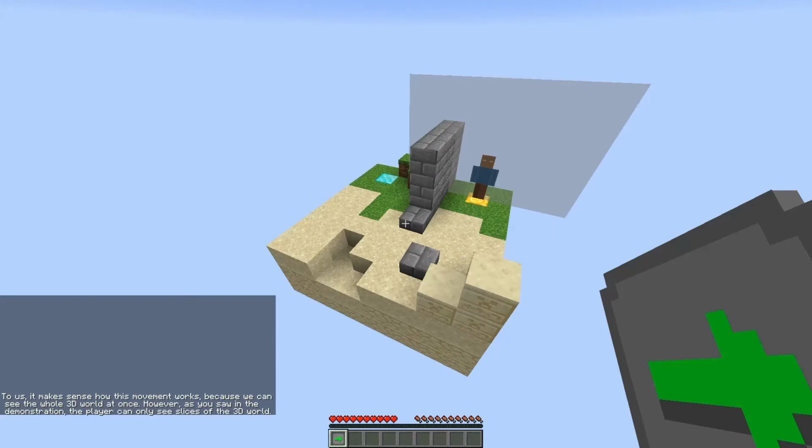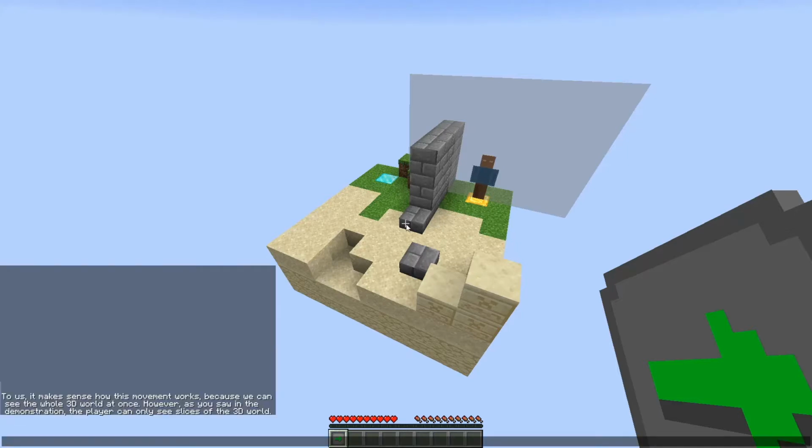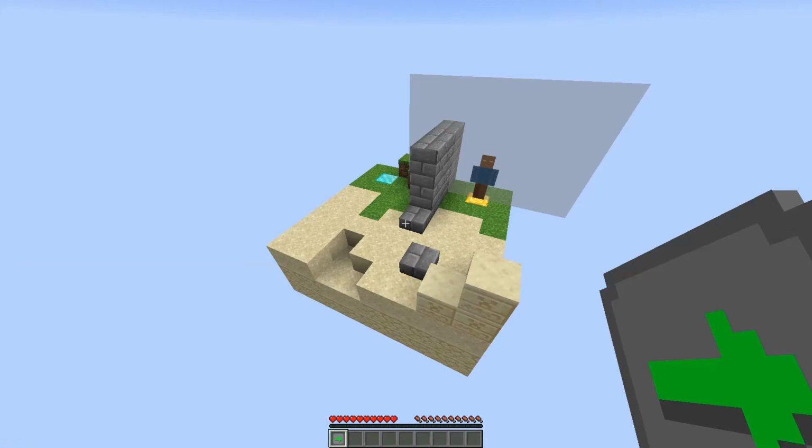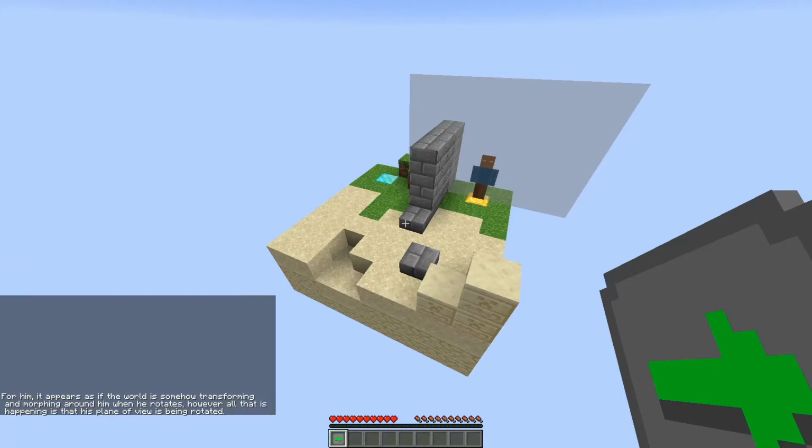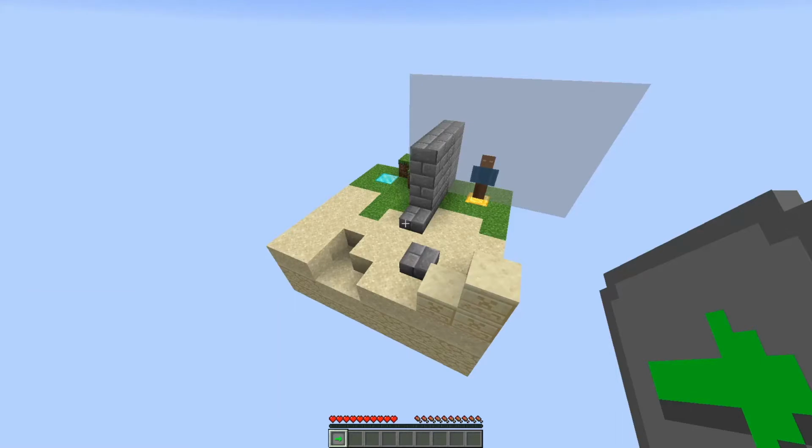To us, it makes sense how this movement works because we can see the whole 3-dimensional world at once. However, as you saw in this demonstration, the player can only see slices of the 3D world. To him, it appears as if the world is somehow transforming and morphing around him when he rotates. However, all that is happening is that his point of view is being rotated.